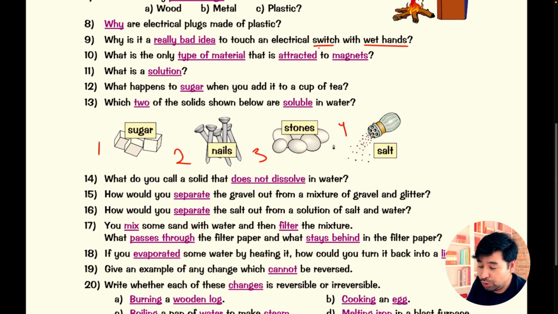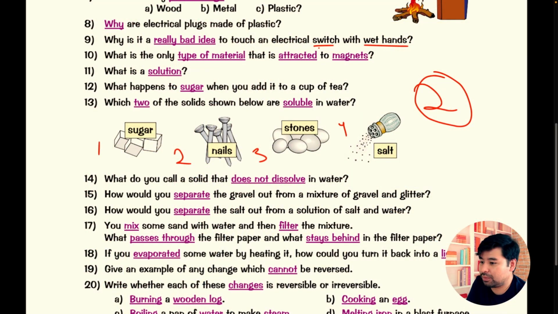Okay, two products are soluble. Which one? Is it sugar? Is it nails? Is it stones? Is it salt? Teacher, this is nails? Yeah, nails. The same as our finger, right? So we use the same name. Okay, this is nail, and the picture here is also nail, right? Very good.